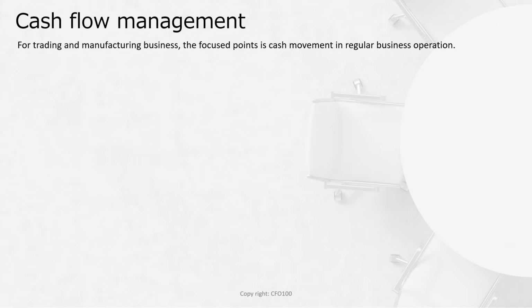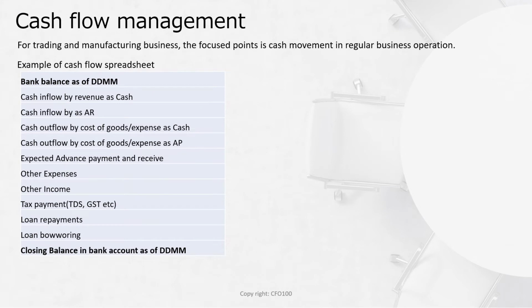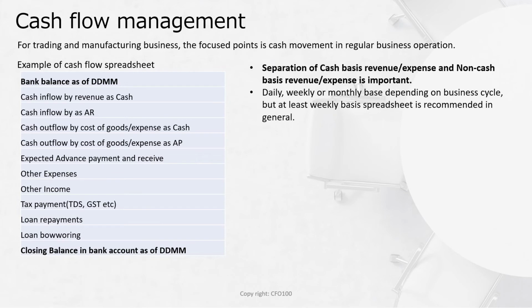In this slide, the table on the left side shows an example of line items of a spreadsheet for cash flow. From top to bottom, the list starts from the bank balance of the starting date, and in the middle of the list, there are items of cash payment and receivable. The important point is that we should segregate cash basis revenue and expense from non-cash basis revenue and expense.